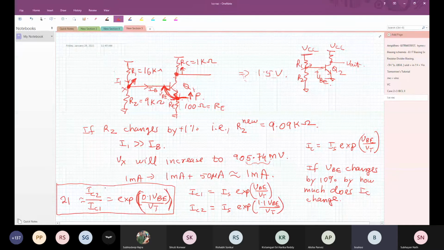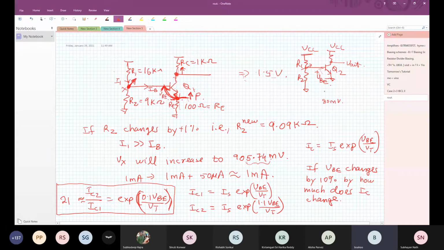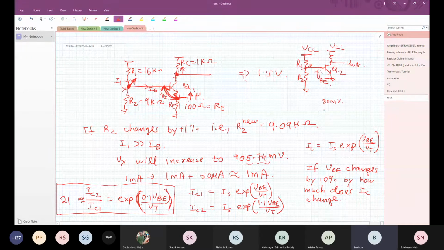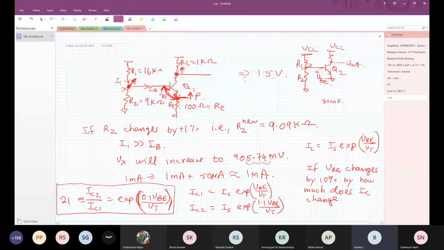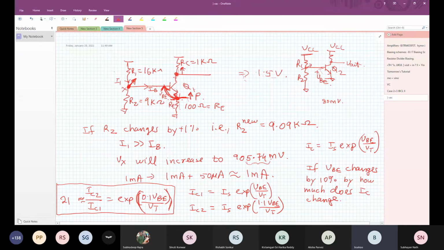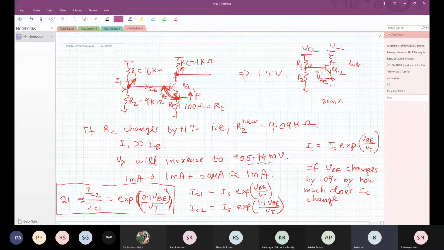So that means if the VBE changes by only 10%, meaning by 80 millivolts, the current through the transistor will become 20 times bigger than what it was earlier. And this VBE change can happen due to many factors. One is R2 is changing, R1 can change, VCC can change. Similarly, when I change the transistor, VBE might not change, but the IS might change, and that can change by a factor of 10, and that will change the overall IC by a factor of 10. So 10 or 15 also it can change. So these are the various reasons.